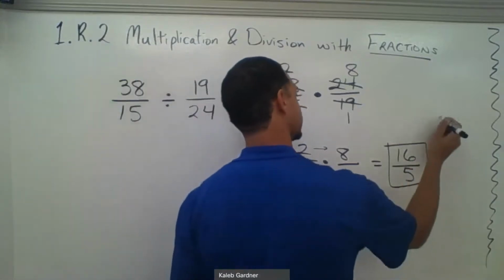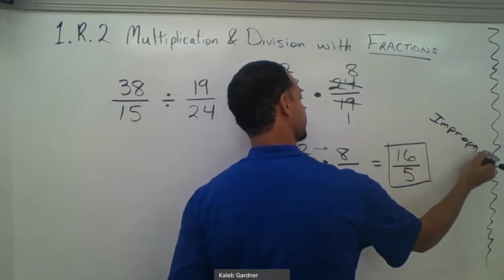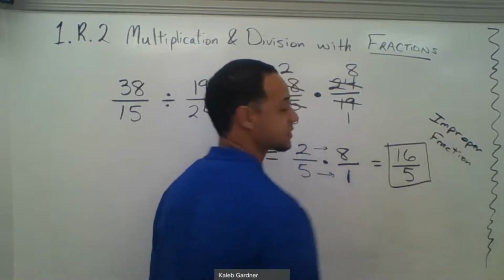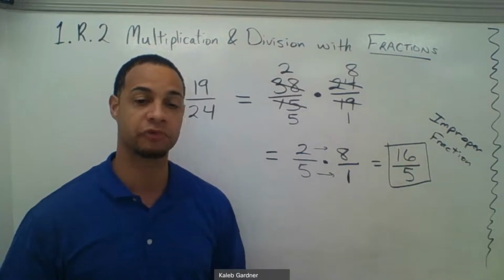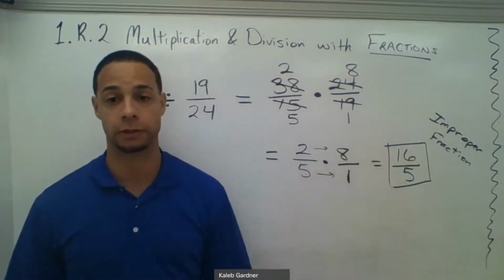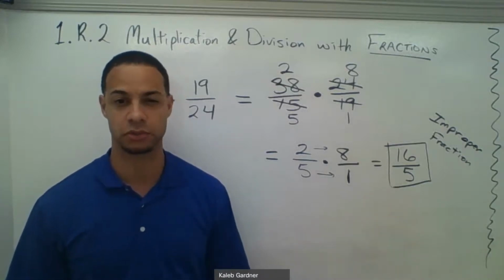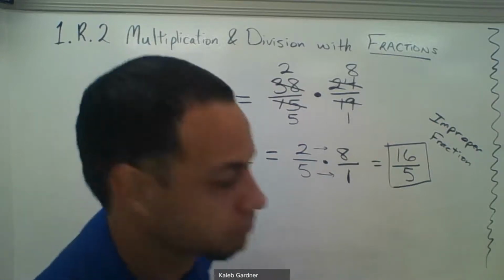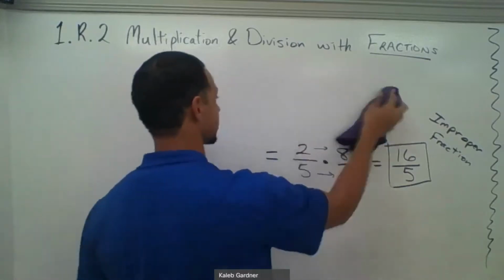This is called an improper fraction. It's not actually part of the lesson, but I think it's valuable to know that vocabulary. An improper fraction occurs when the numerator is larger than the denominator. These are the ones that can be converted to mixed numbers. I don't know if you remember that from back in the day. Let's move on to our next example.